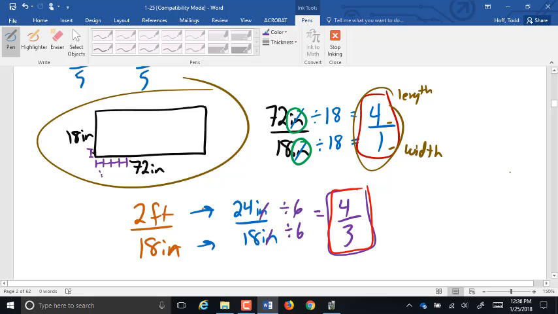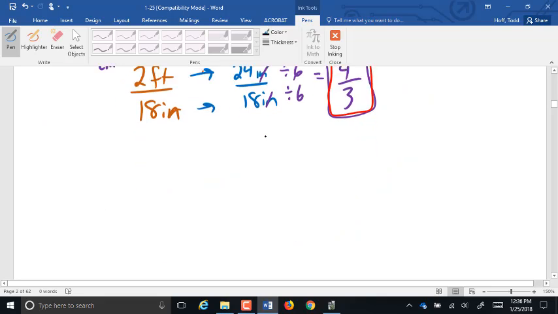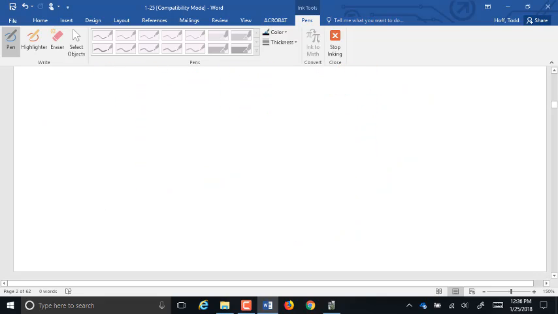It doesn't matter whether this is 4 inches of length for every 1 inch of width, or 4 feet of length for 1 foot of width, or even 4 centimeters of length for every 1 centimeter of width. Whatever units you measure those in, it will work out to a 4-to-1 ratio. So then the next logical question is, what happens if the units aren't the same?